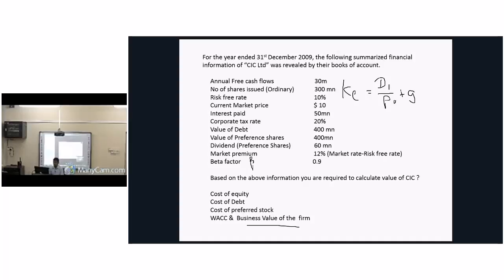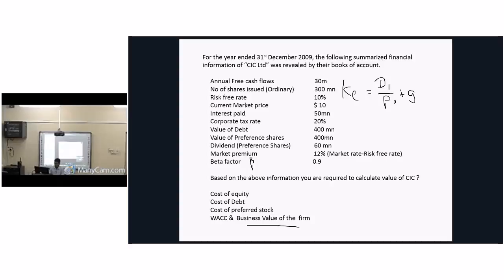So for cost of equity, we need to find the dividends for ordinary shares, right? But we have dividends only for preference shares. We have to be careful. If it is dividends, it should be equity or ordinary shares. So we don't have ordinary dividends here. Therefore, can we apply that model? You can't. So we cannot apply the dividend growth model for this question because we have the price and the growth rate, but we don't have the dividend. So let's calculate the CAPM model to arrive at the answer.